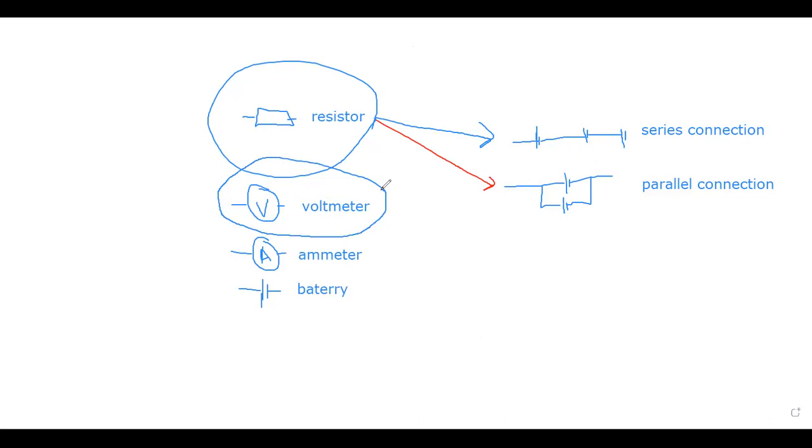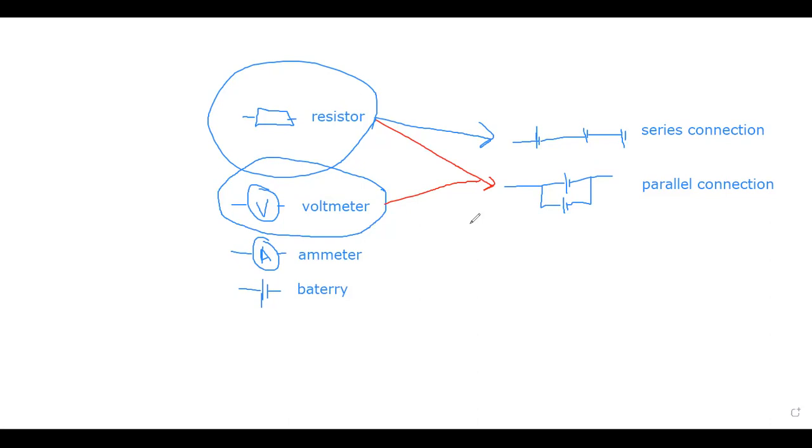Our voltmeter is only connected in parallel. It is never connected in series. It is only connected in parallel. And this is due to the high resistance of the voltmeter. If you connect your voltmeter in series, then most likely your circuit won't work because the voltmeter has such a high resistance. Usually when you connect something in parallel, it ends up having a lower resistance than when it's connected in series.